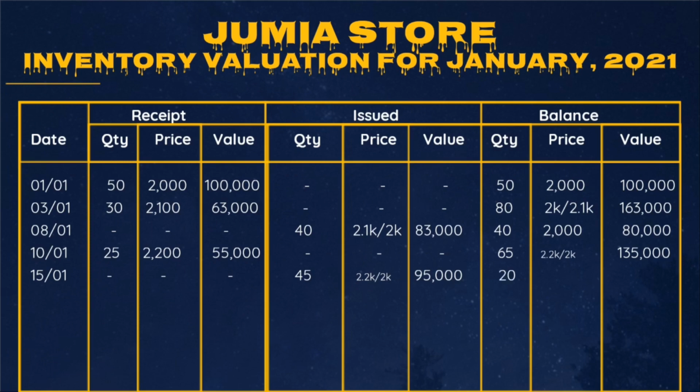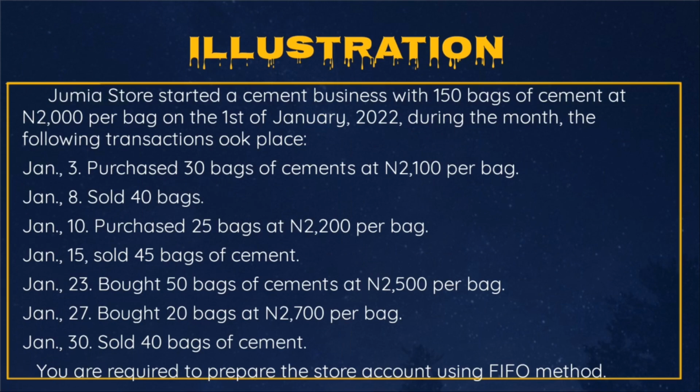So at what amount? It means the one at the rate of 2,200 has been supplied out, which means the remaining 20 will be at the rate of 2,000 naira. While the value, the total value will be 135,000 naira minus 95,000 naira, and that will give us 40,000 naira, which means in the store presently they have just 20 bags of cement left at how much? 2,000 naira. And what is the total value? 40,000 naira. Now the next entry, January 23, bought 50 bags of cement at 2,500 per bag.